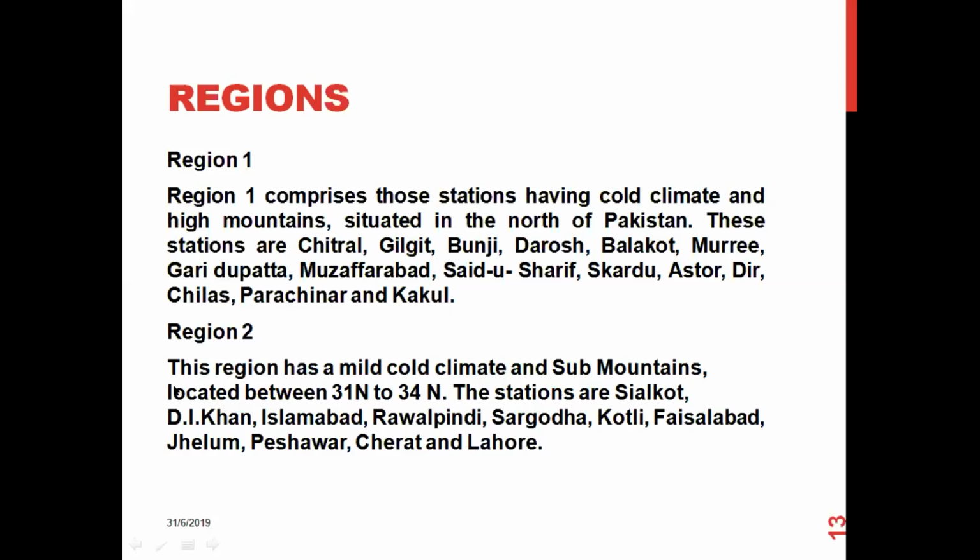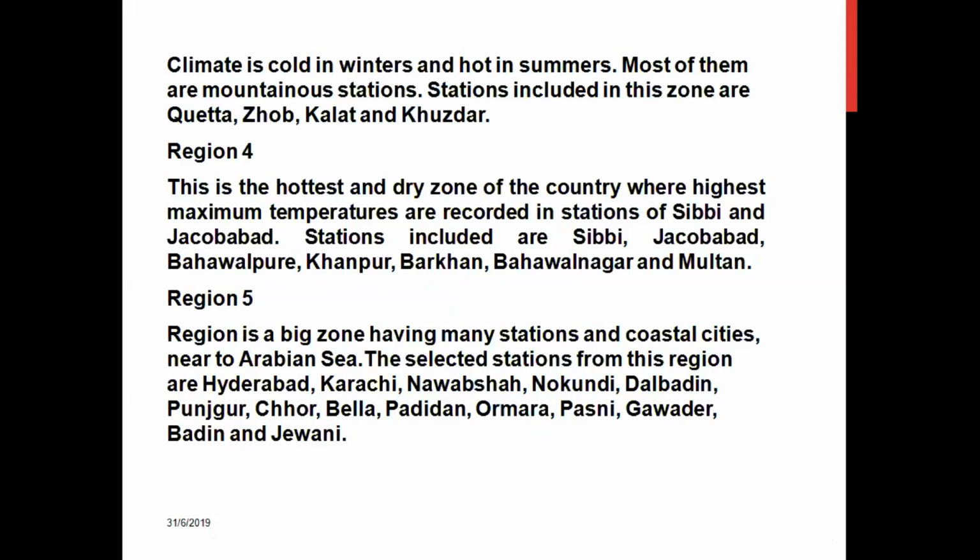Region 2 has a mild cold climate, and the sub-mountain stations are Sialkot, Riai Khan, Islamabad, Pindi, Sargoda, Kotli, Faisalabad, Jhelum, Peshawar, Chirat, and Lahore. Region 3 has a climate that is cold in winter and hot in summer. Most of them are mountainous stations. Stations included in this zone are Quetta, Zob, Kalat, and Khuzda.